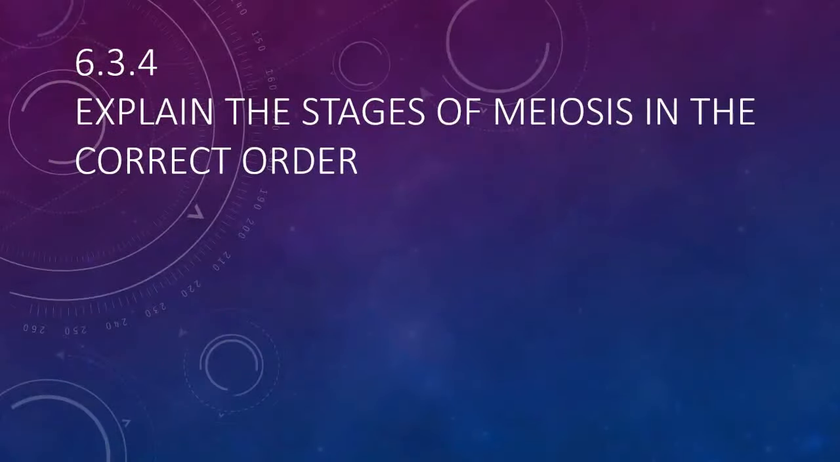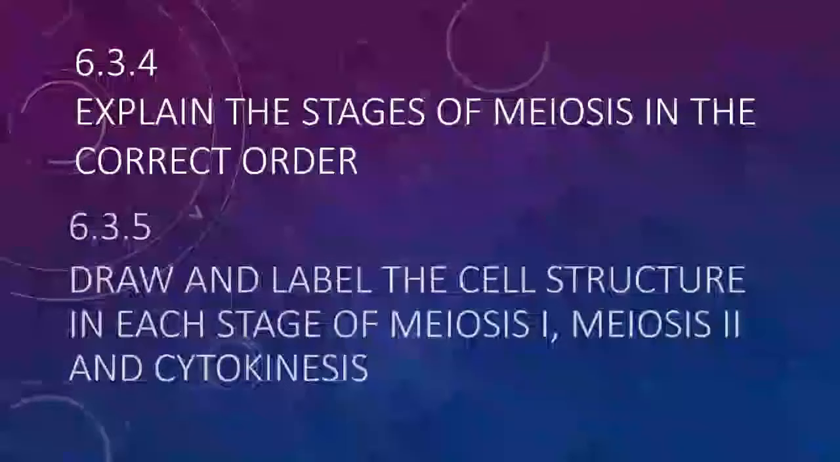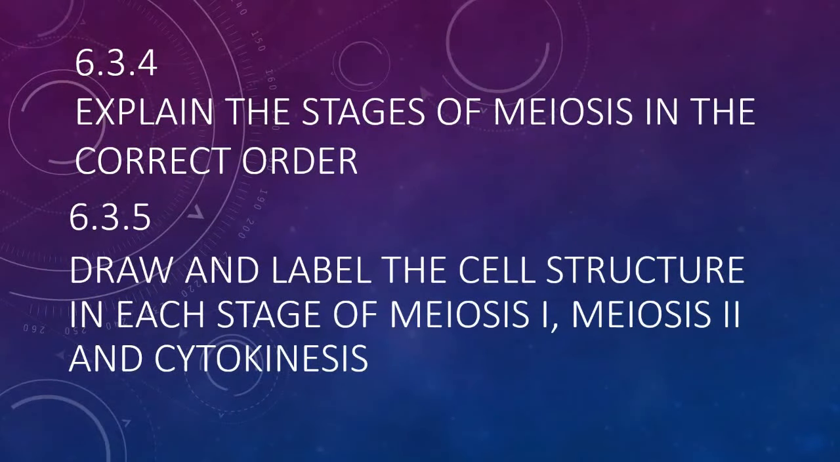Okay, students, now let us go to the second part about meiosis. In this second part, we are going to learn how to explain the stages of meiosis in the correct order. At the same time, you will be able to draw and label the cell structure in each stage of meiosis 1, meiosis 2, and cytokinesis from the diagram I share later. Proceed to learn further about the stages of meiosis.